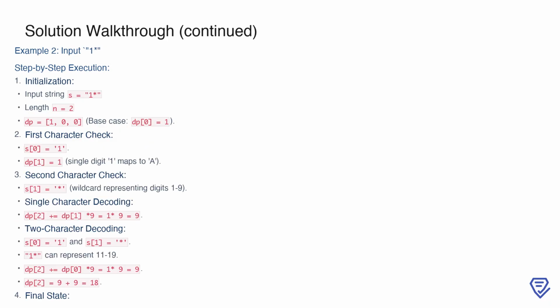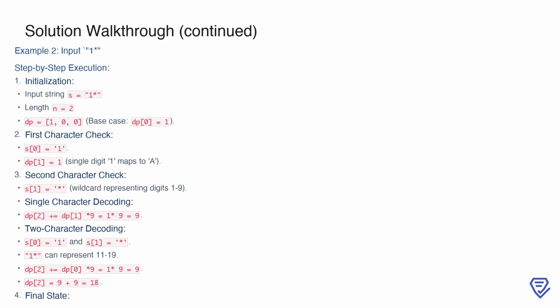Now, consider the next example where the input string is 1 asterisk. In the initialization step, the string s is 1 asterisk with length n equal to 2, and the dp array is [1, 0, 0]. As before, dp[0] is set to 1 for the base case. For the first character, s[0] is 1, which corresponds to the letter A in the alphabet, so we update dp[1] to 1 to represent this single valid decoding.